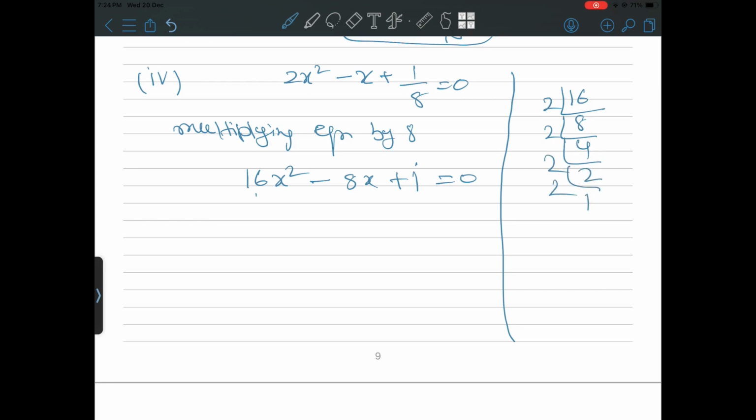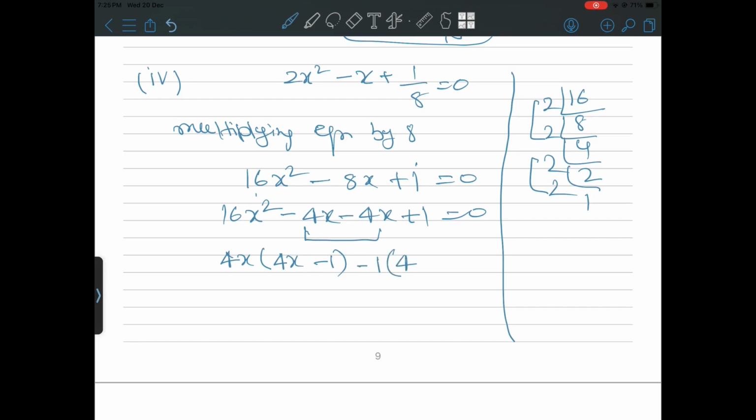So we have to find out the minus 8, right? And so what we'll do, we'll put a pair of 4 and 4 like this. So we'll have 16x square minus 4x minus 4x plus 1 is equal to 0. So if you see, the sum of these two terms is minus 8x, and also the product is 16. So now you can take common, say 4x. So it becomes 4x minus 1, and take minus 1 common here. It becomes 4x minus 1 equal to 0.